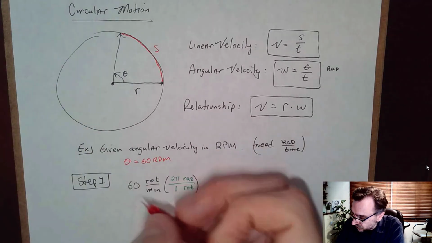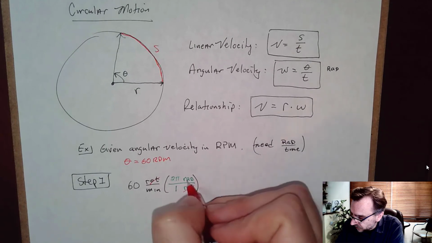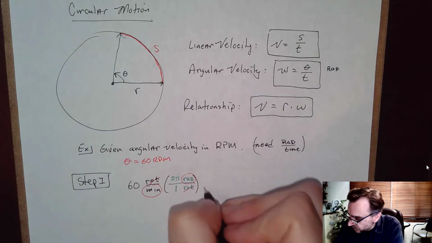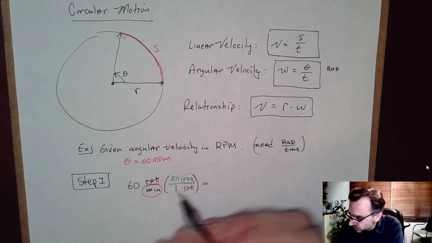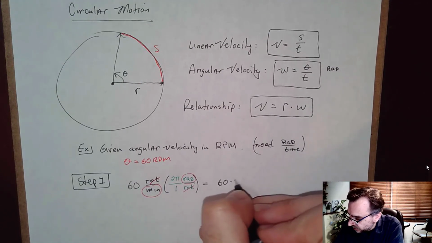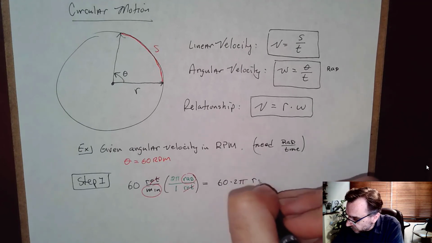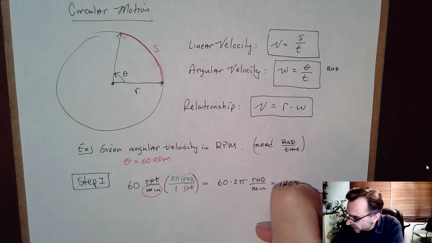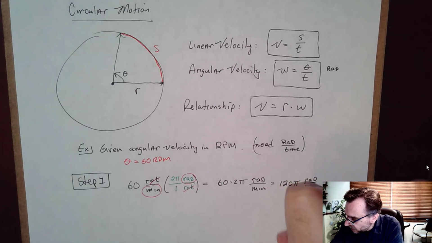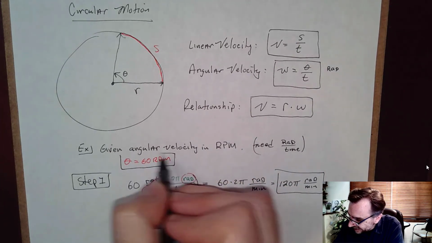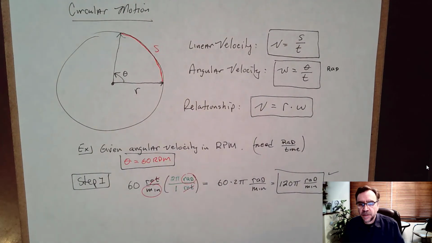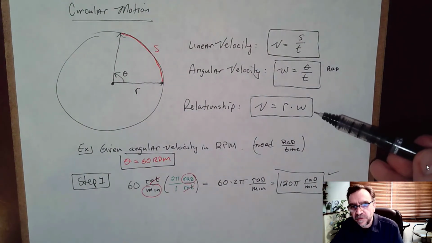With that conversion factor, you can see the rotations will cancel, and that'll leave me with radians per minute. The math tells me the 60 is in the numerator, the 2 pi is in the numerator, so I take 60 times 2 pi, and I'll be left with radians per minute. In other words, 120 pi radians per minute is equivalent to 60 RPM. But it's this that we're going to have to make use of when we use the formula V equals R omega.